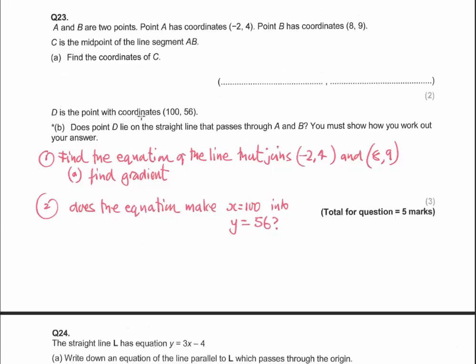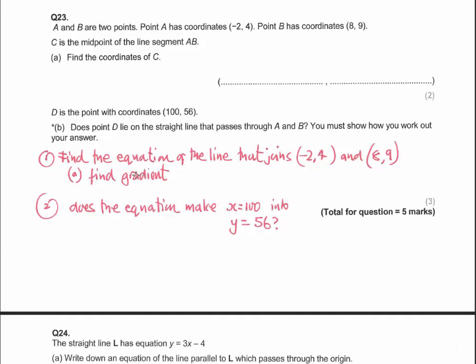D is the point with coordinates (100, 56). Does the point D lie on the straight line that passes through A and B? You must show how you work out your answer. Well, this is a tricky question. First of all, what you need to do is find the equation of the line that joins these 2 points. Now, if you can't remember how to do that, look it up on Corbett Maths, or I can show it to you.